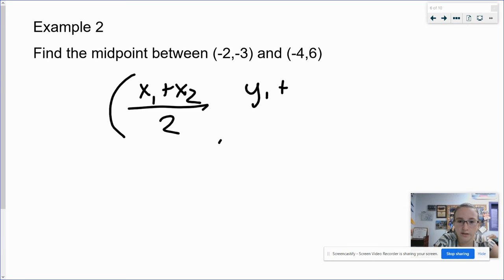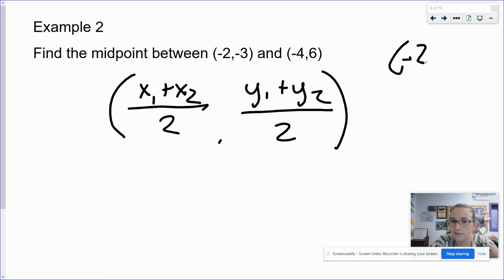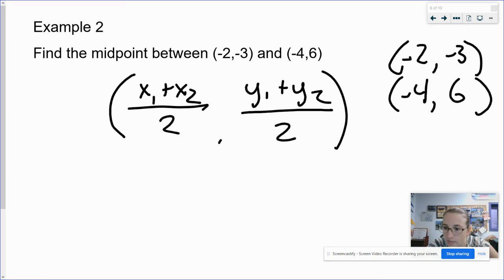What I recommend you do is rewrite the points over each other. I'm going to show you what I mean. -2, -3, and -4, 6. So there's my x's, there's my y's. Those have to go together. Go ahead and give it a shot.